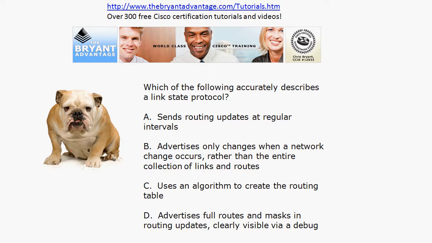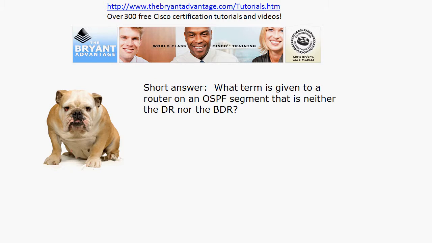D is false because link state protocols do not advertise full routes and masks. Again, they advertise the state of their links. That's where the name comes from. So let's jump to question 2. What term is given to a router on an OSPF segment that's neither the DR nor the BDR?